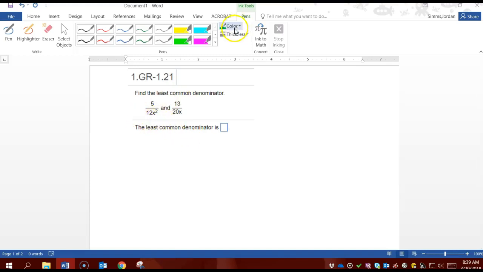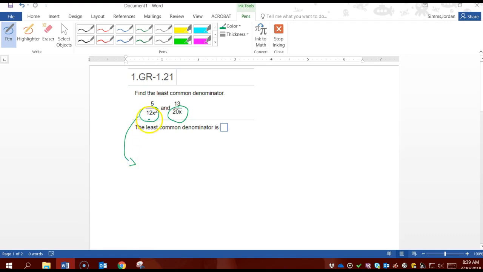All right, Brian, let's check this out. We're going to find the LCD here between 12x squared and 20x. Now remember, what we do is we're going to factor everything out completely. The left number is always going to be part of our LCD, but we're going to factor it anyway just to kind of see what we can cancel.